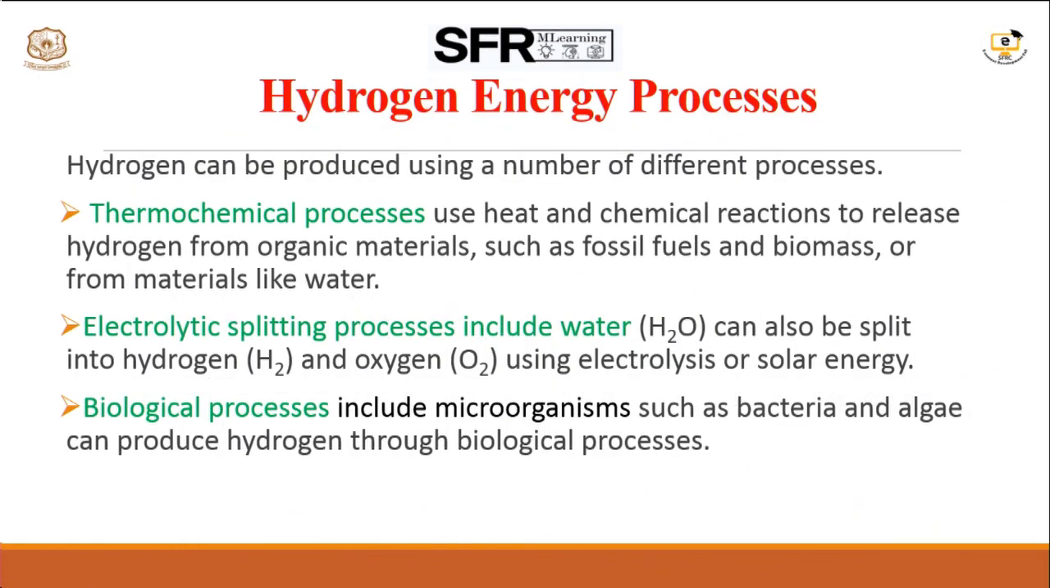Then, what are the processes of hydrogen energy production? It can be produced using a number of different processes: thermochemical processes, electrolytic splitting processes, biological processes, etc. Thermochemical processes normally use heat and chemical reactions to release hydrogen from organic materials such as fossil fuels and biomass, or from materials like water. In the electrolytic splitting process, water can be split into hydrogen and oxygen using electrolysis or solar energy. The third, biological, includes microorganisms such as bacteria and algae, which can produce hydrogen through biological processes.